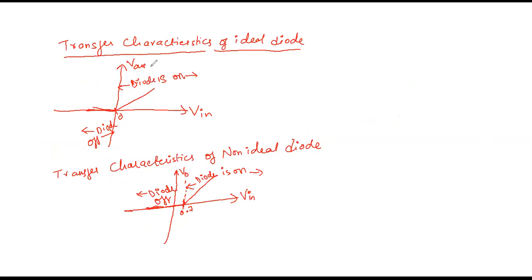If I'm using a non-ideal diode, what will the transfer characteristic be? The diode will conduct from 0.7 if it is made with silicon material, or if it is germanium material, it will be 0.3 volts or so. So it will conduct from 0.7. It won't conduct from 0 like an ideal diode. This is the difference between these two characteristics of ideal and non-ideal diode.